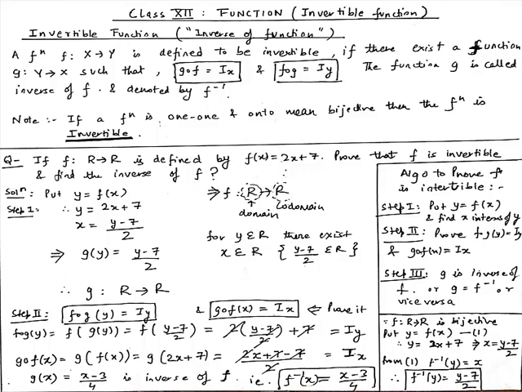Now student, since f of g(y) equal to I_Y and g of f(x) equal to I_X, we have already proved this. Now we can write that the g(x) function equal to (x minus 7) upon 2. Means now we have proved that this function is bijective. The function g is called the inverse of f, such that f inverse of x equal to (x minus 7) upon 2. So in this way, we can find the inverse of a function. So by this video, we learn that if a function is bijective, means one-one and onto both, then our function is invertible, or its inverse exists.